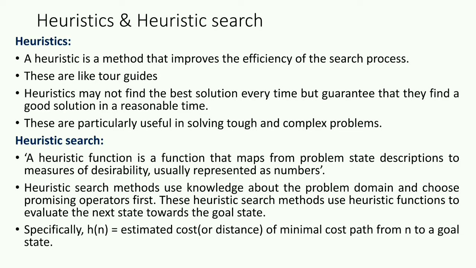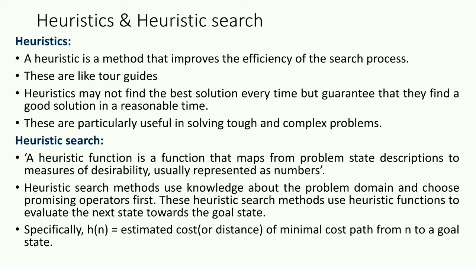First of all, we'll discuss what is a heuristic and heuristic search. Let's see the definition of heuristics. A heuristic is a method that improves the efficiency of the search process. These are like tour guides. Heuristics may not find the best solution every time, but they guarantee that they find a good solution in a reasonable time. So these are particularly useful in solving tough as well as complex problems.